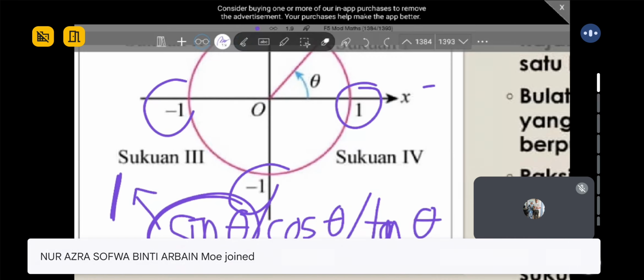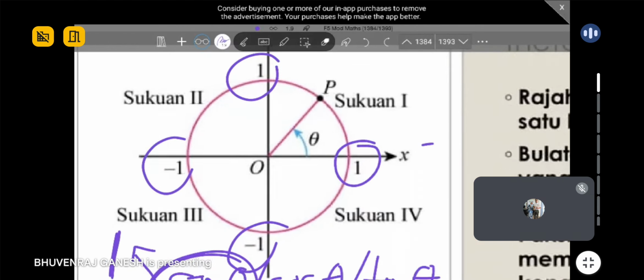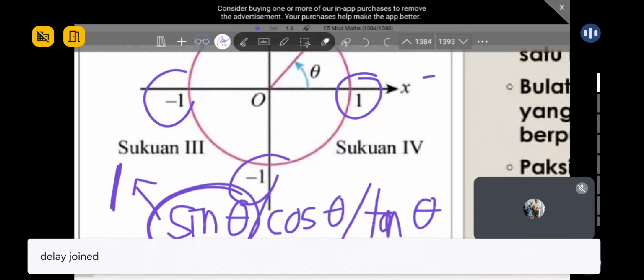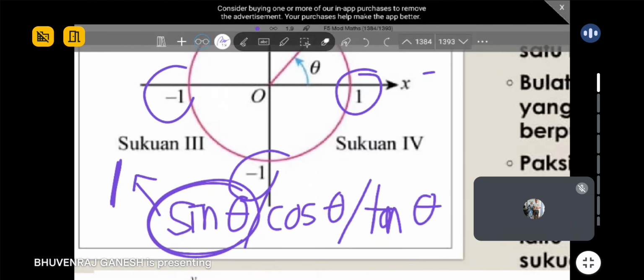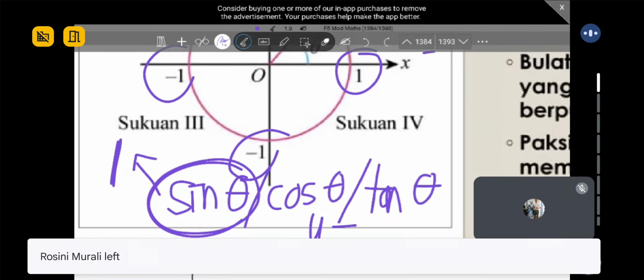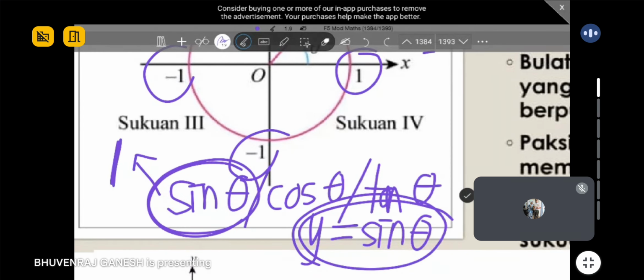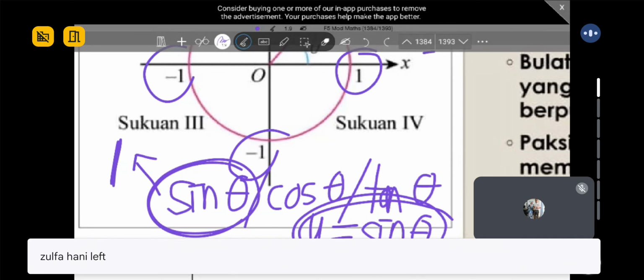So means that, can you see why? The radius of the circle is one. Jejari bulatan tu satu, sebab nilai maksimum dia hanya boleh satu. Tak boleh lebih dari satu. Untuk fungsi yang asas lah, y sama dengan sin theta. This is the basic function guys, without modify anything. Tanpa buat apa-apa lagi. Okay? So that's why the maximum value is 1. Nilai maksimum 1.